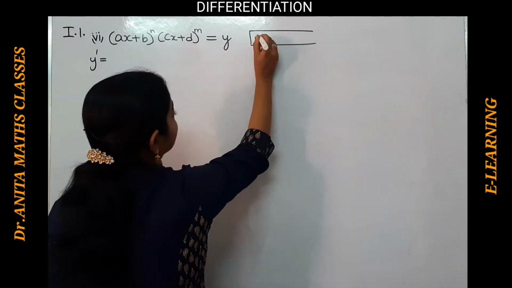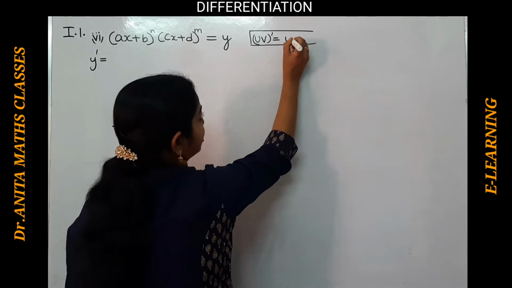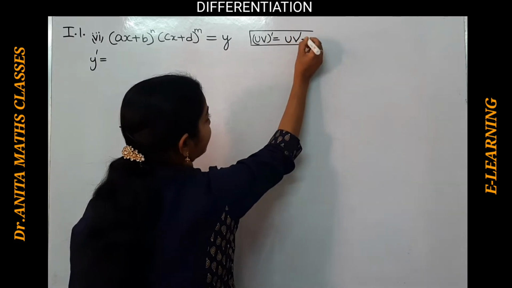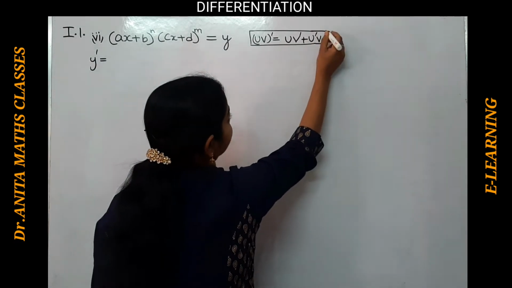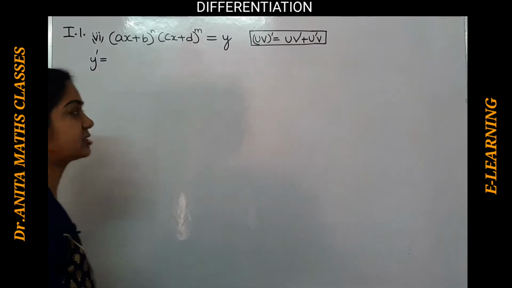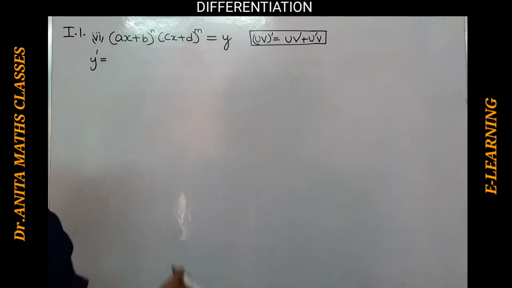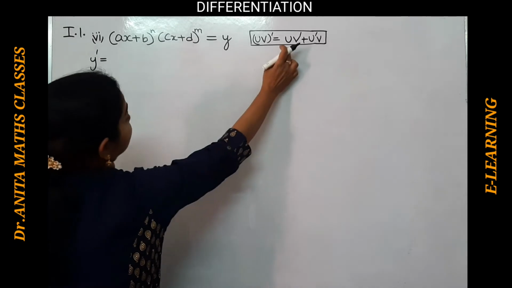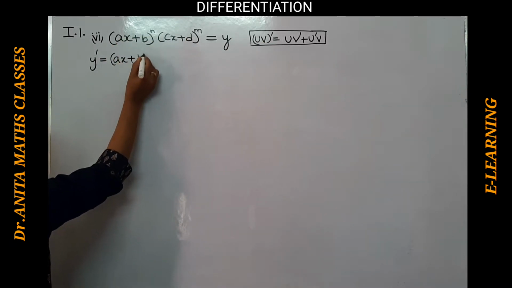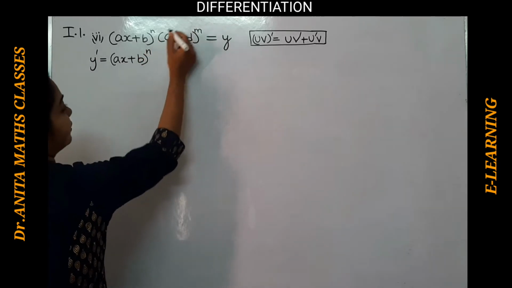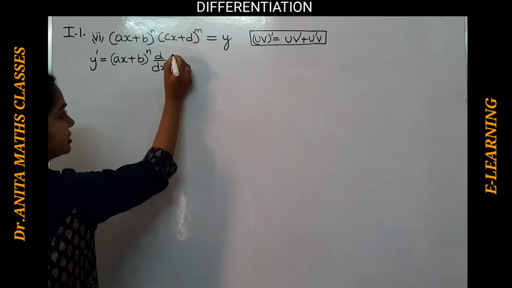I'll write uv dash plus u dash v. This is the product rule, isn't it? Where u and v are the functions. Now this is the first function. Let us suppose this as u and this as v. So applying the product rule, u as it is, so the first function as it is. Now the derivative of the second function, so let me write d by dx with respect to x, isn't it?